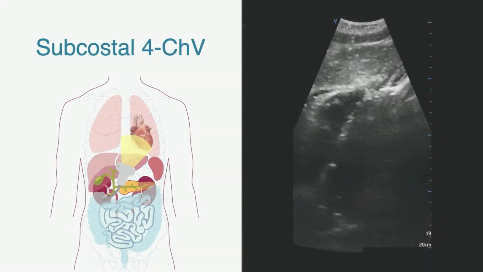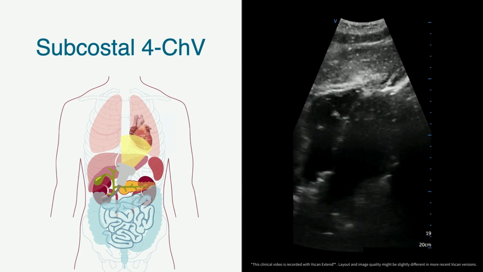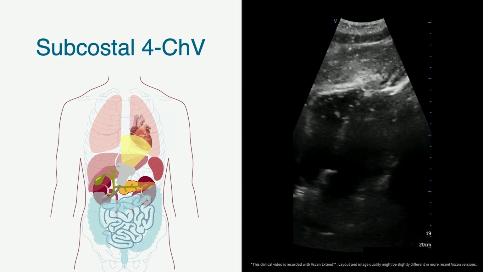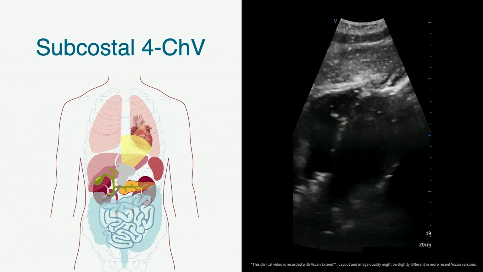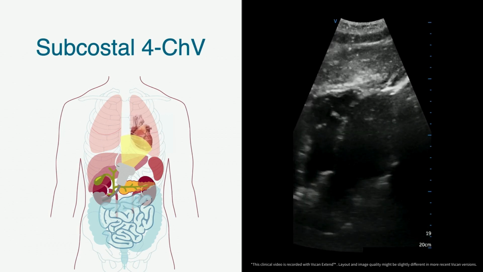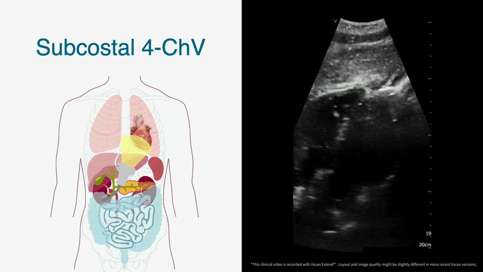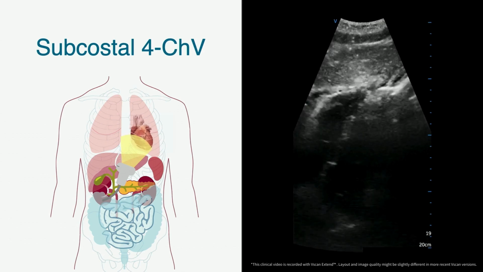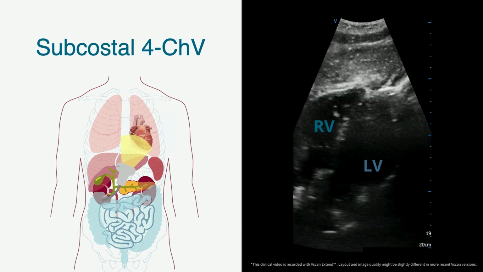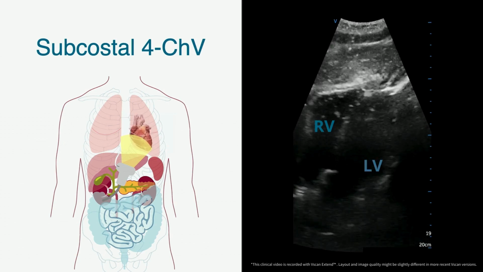The subcostal four-chamber view. In the subcostal four-chamber view, it's very important that you place the transducer truly below the xiphoid or the ribs and aim the transducer, or the beam of the transducer, towards the heart.